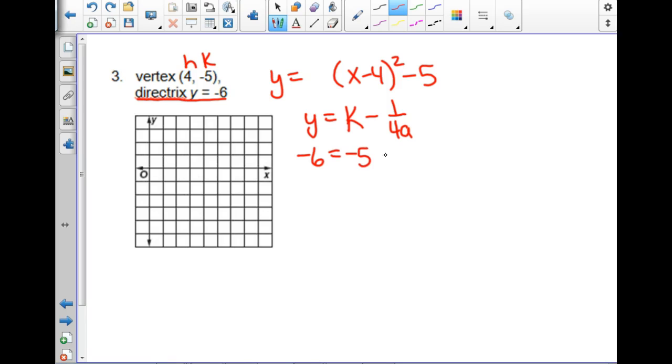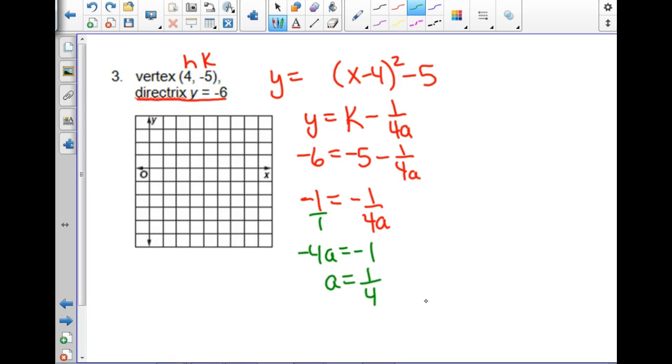Okay. And then we'll say, all right, now let's solve this algebraically. So we're going to add 5 to both sides. She's got it set up correctly. Now, when I get negative 1 equals negative 1 over 4a, what would you do now? Cross multiply. And then what's our answer going to be for a? Correct. 1/4. Negative 1 over negative 4, 1/4. Good job. You got it.